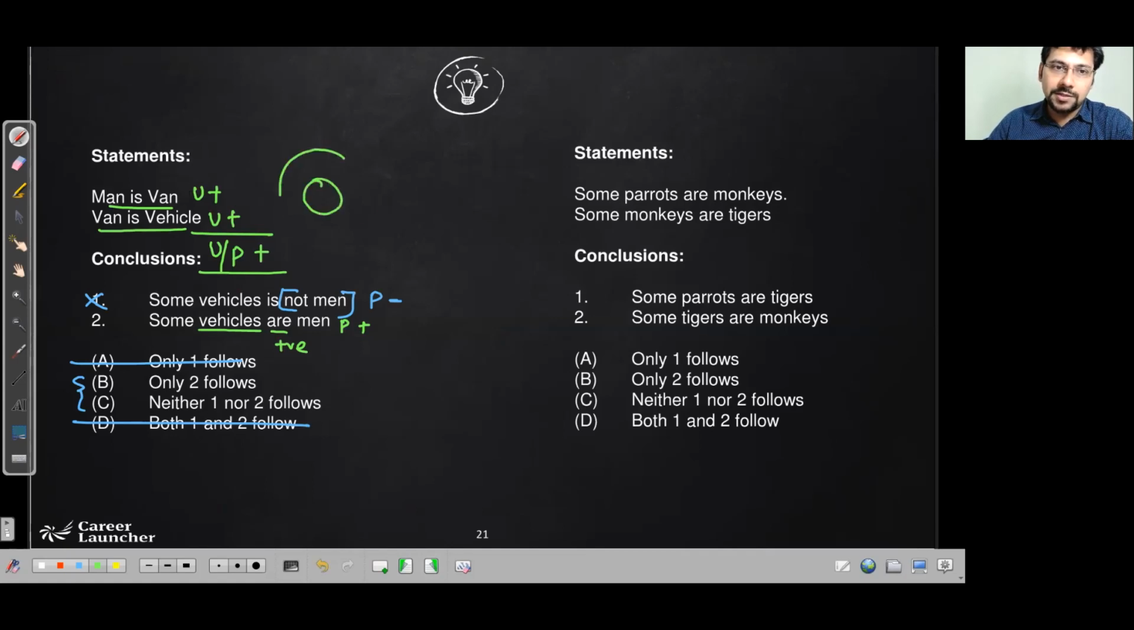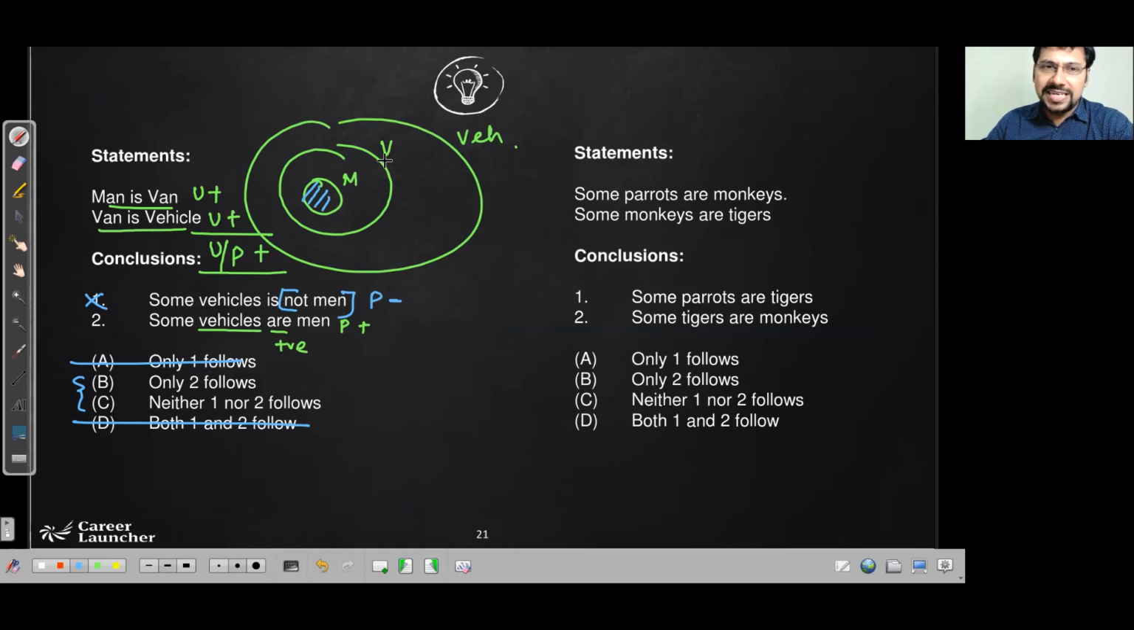Man is van, okay, man is van. So man is included in van. And then van is a vehicle. So van is also included in vehicle. Now this is my least intersection. Because man is least intersecting with van and van is least intersecting with vehicle, from this diagram, can I say some vehicles are men? I think yes. These are going to be the men, which are going to be man plus van plus vehicles. So yes, some of the men are always going to be vehicles. So this claim is true, and therefore the answer for this is going to be Bombay.